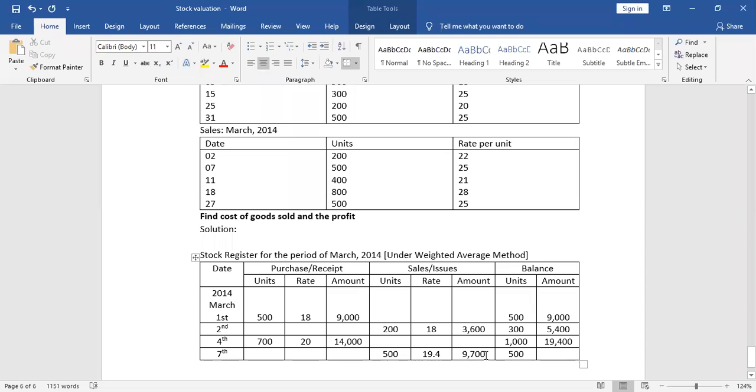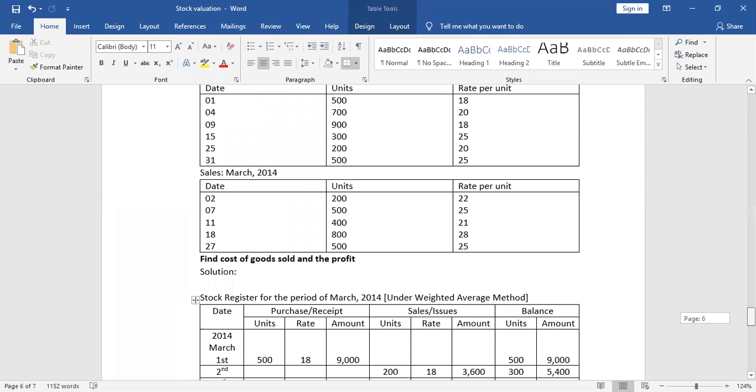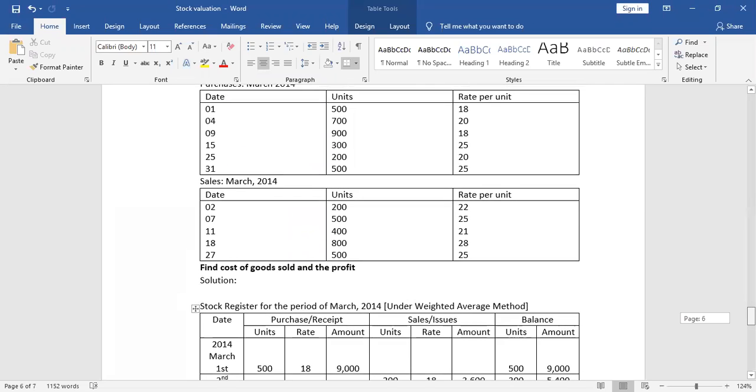Out of 19,400, 9,700 has been sold, so how much is left? Is it the same amount, 9,700? Correct? Is it correct? I want more answers. So done till here. This sale is done. Any confusion till here? Now we have to go to the next entry after the 7th.